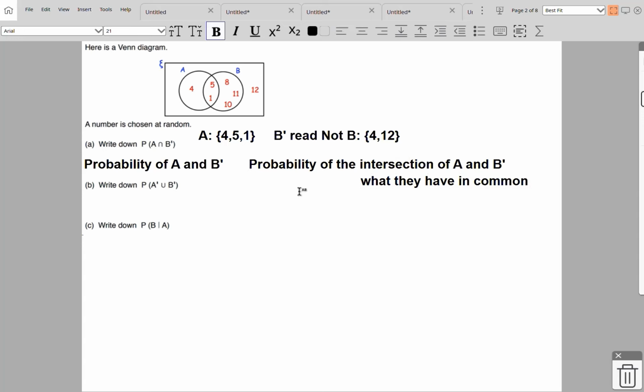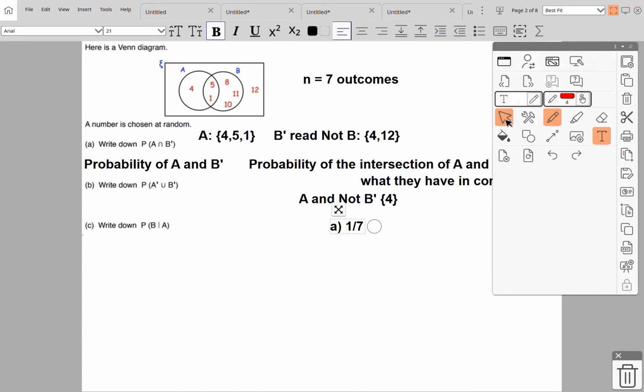So here's what we have. The intersection of A and B prime is simply a set that contains a 4. Now, if you count these things, there's 1, 2, 3, 4, 5, 6, 7 things. There's 7 outcomes. This is only one of 7 things. So if I'm going to address answer A, it's 1 and 7. There's a lot of little stuff in there.